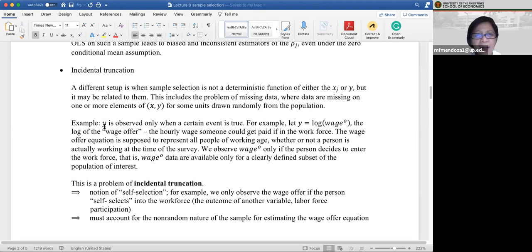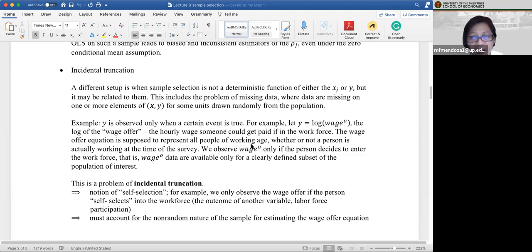Okay, for example, let y, the response variable, be observed only when a certain event is true. Okay, for example, let y be the log of the offered wage. Okay, the log of the wage. So this is the log of the wage offer. That is the hourly wage someone could get paid if in the workforce. Okay. The wage offer equation is supposed to represent all people of working age, whether or not a person is actually working at the time of the survey. Okay.